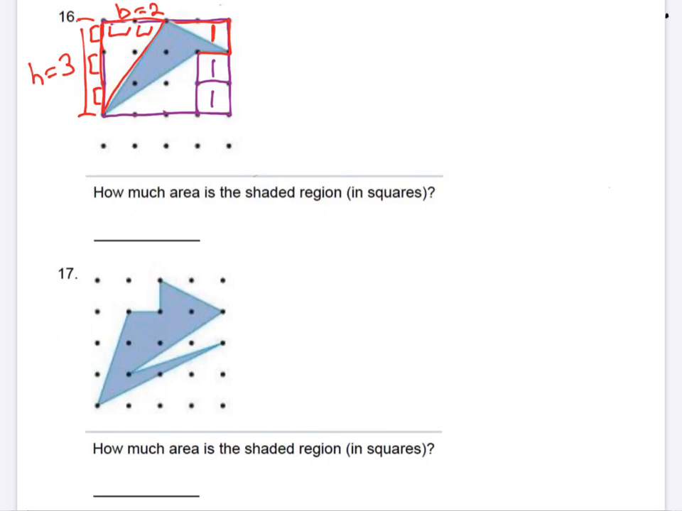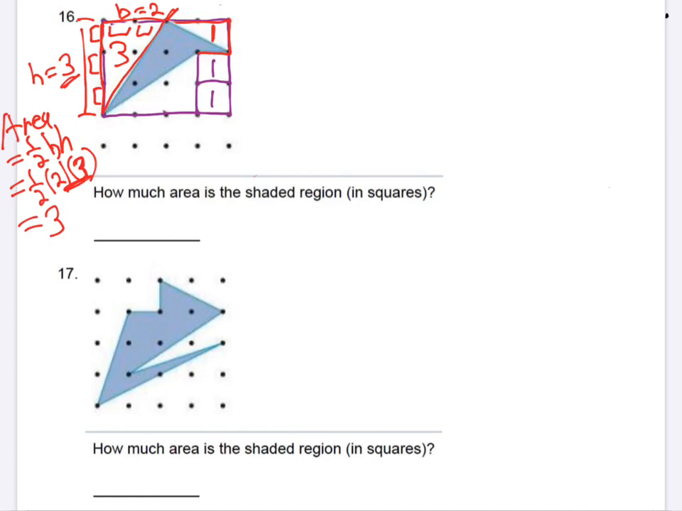But remember, the area of a triangle is a half times base times height. So it's a half of 2 times 3. The base is 2, the height is 3. 2 times 3 is 6. Half of 6 is 3. So this must be 3.